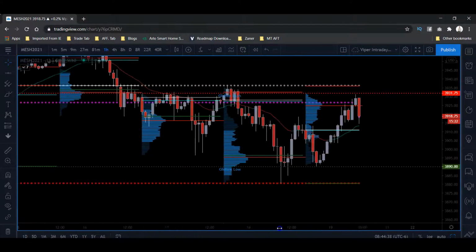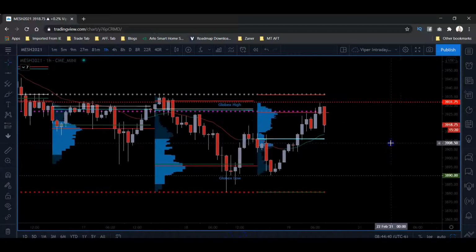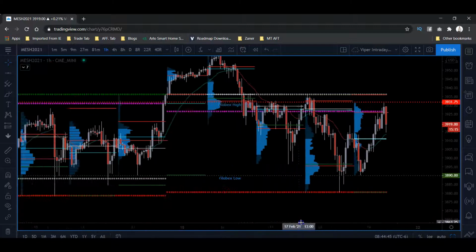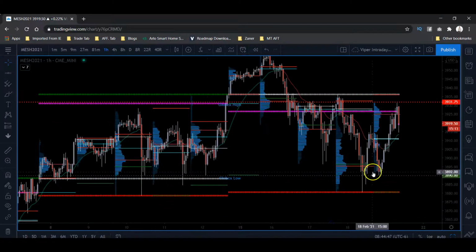Why do I say big money? Because most of us retail traders cannot afford to hold areas like that as strongly as them. So they can come in here and probably tip in about $100 billion and support this area.